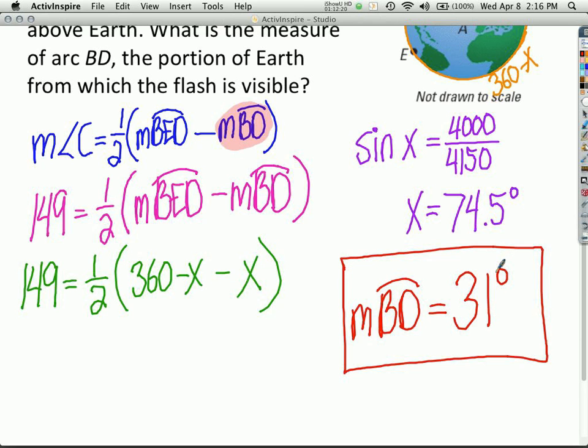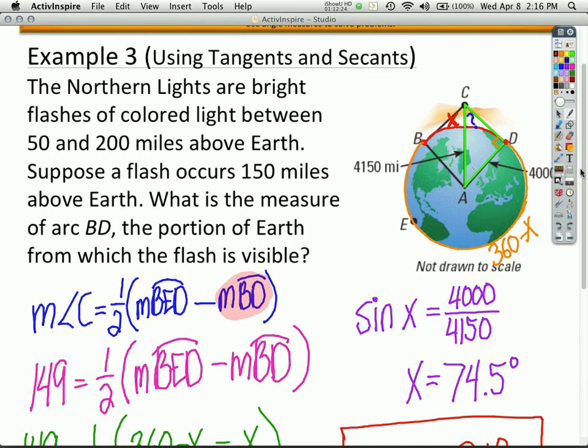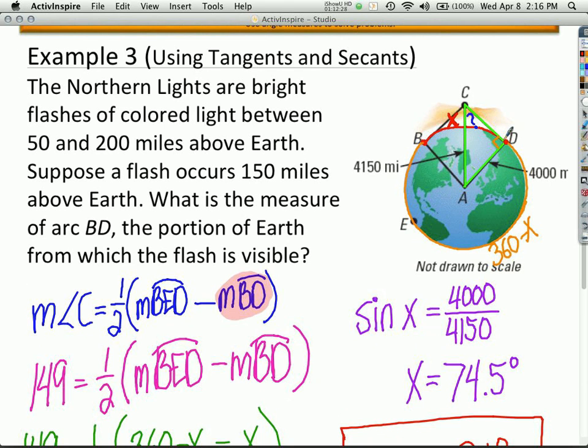31 degrees. So the 31 degrees would be able to see the northern lights if it happened 150 miles directly above the earth at that point. Comments, questions? What if you're right beside that donut? You won't be able to see it.